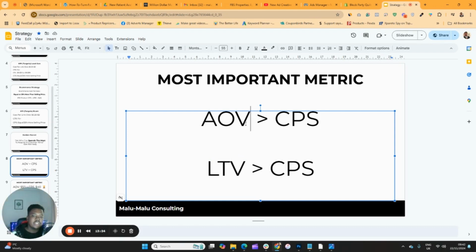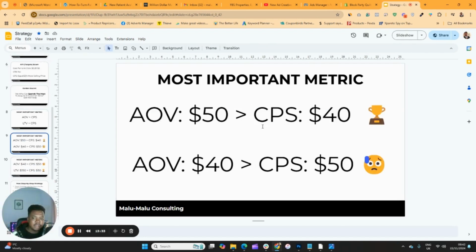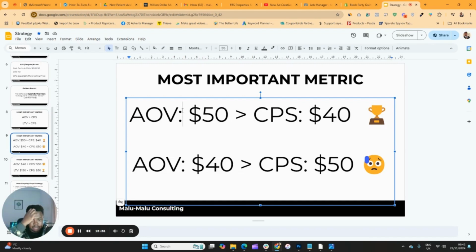So let's just say, for example, you are running a Facebook ad right now, and you are getting a cost. Well, in fact, I have the example right here. Let's just say your average order value is $50 and your cost per sale is $40. That means you make $10 profit, which is fantastic.